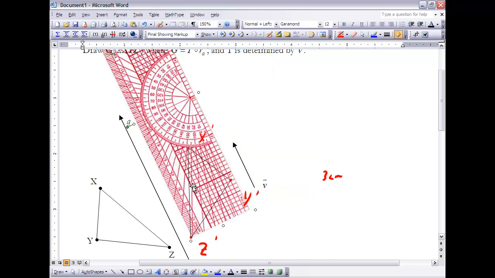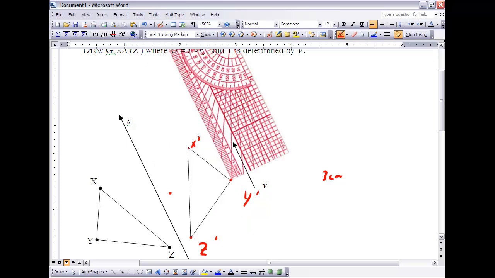Okay, so I've got my ruler then on Z prime. I'm going to measure up 3 centimeters to where that is, and I'm going to make a mark. That's going to be my new image point, Z double prime. Okay, and then I'm going to repeat the process for each of the other 2 points. So I'm measuring up 3 here. This would be my new Y double prime.